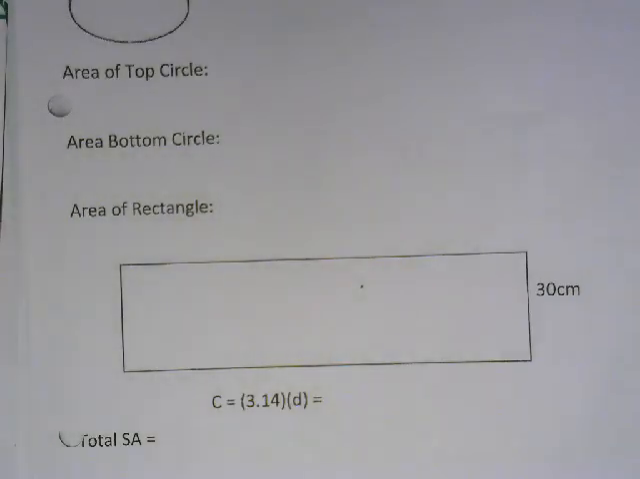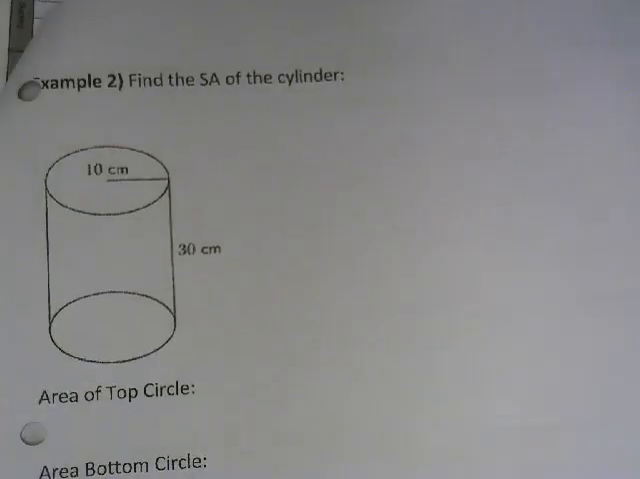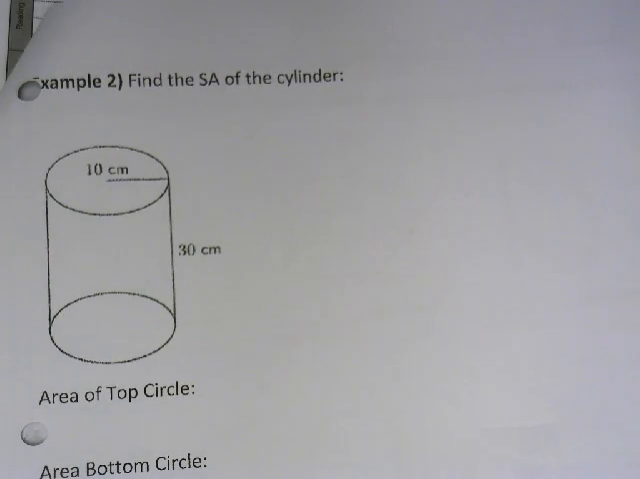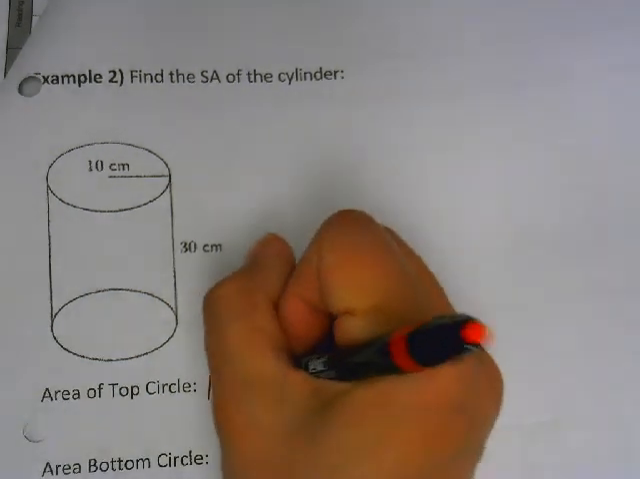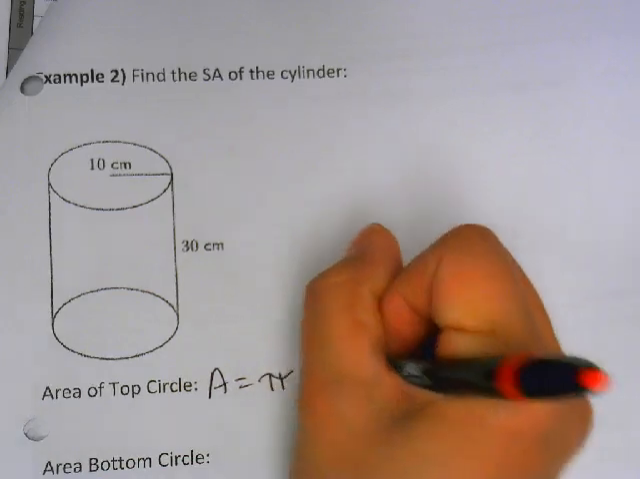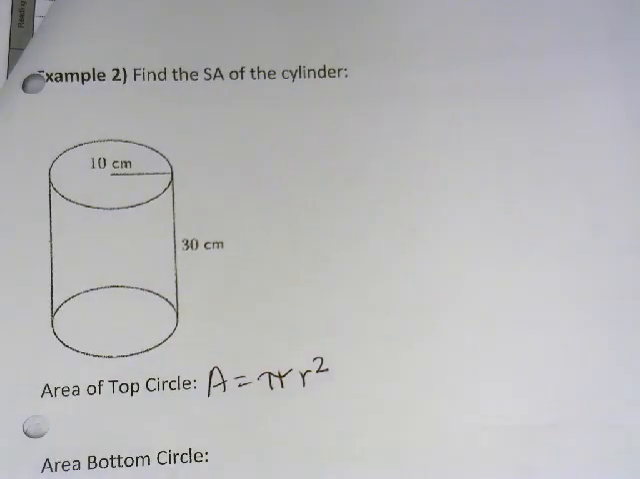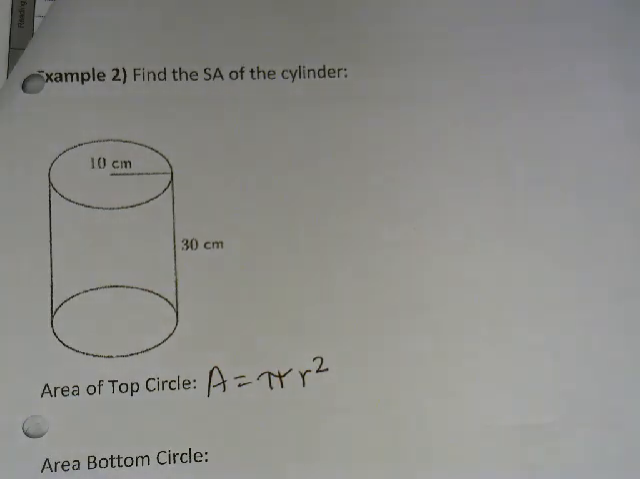Example number 2. Okay, so it starts off pretty easy, actually. Area of the top circle, kind of like you do now. Area is pi times radius squared. All right. Do they give you the radius or do they give you the diameter? Radius. All right, let's do that.